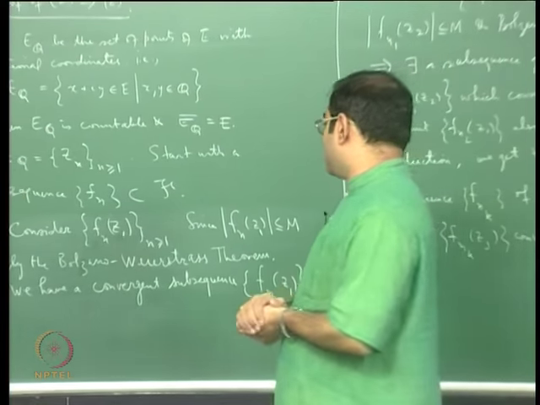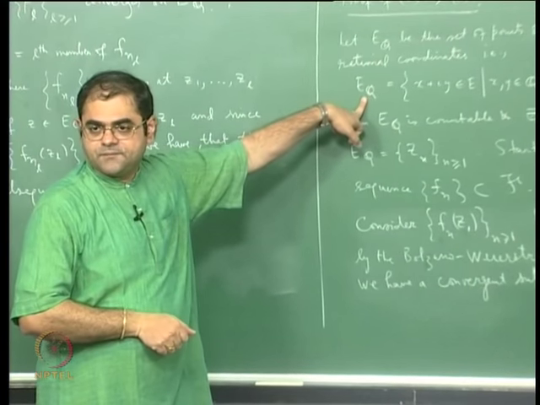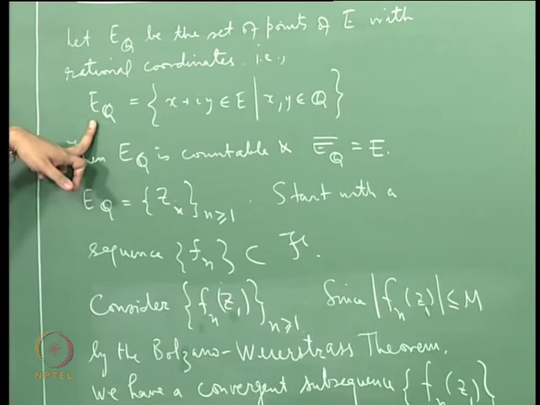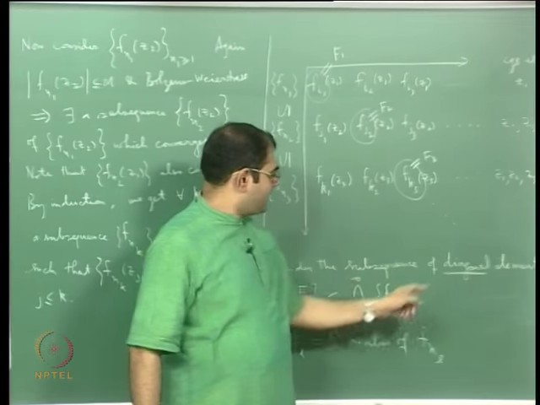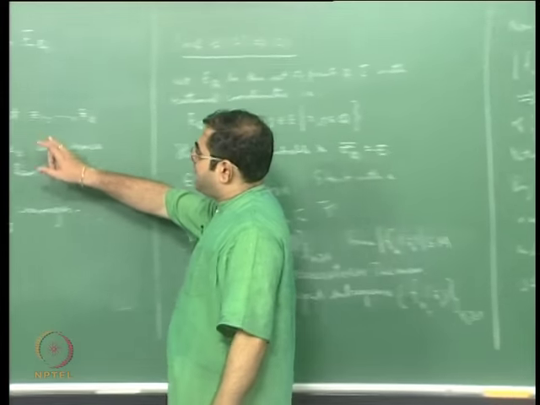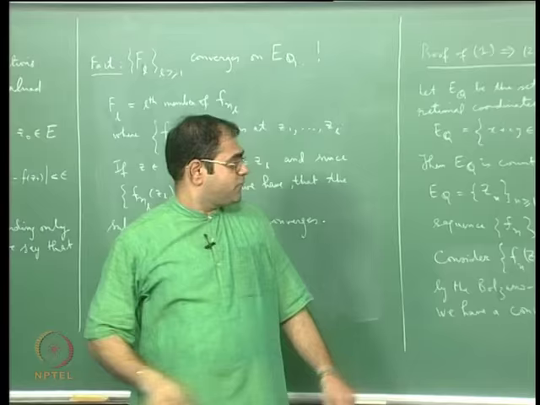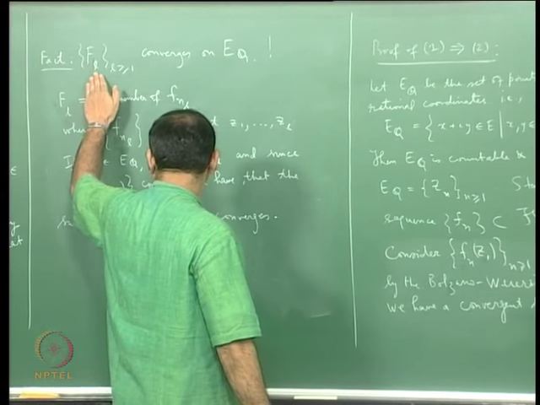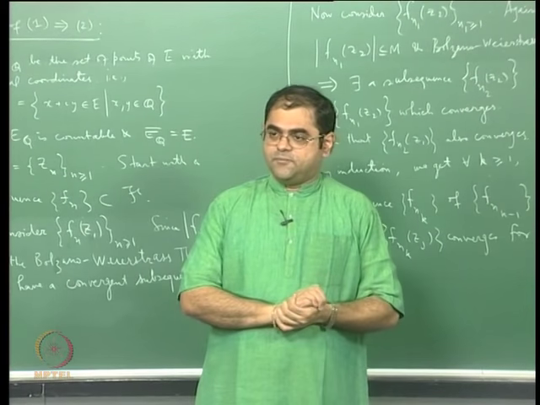Okay, so we took the rational points of E, the points of E with rational coordinates, namely points of E which are complex numbers whose both real and imaginary parts are rational numbers. That's the countable dense subset of E, and using the diagonalization trick we are able to extract a sequence capital F sub L, a subsequence of the given sequence Fn, with the property that this subsequence converges pointwise at every rational point of E. That's what we have proceeded up to so far.